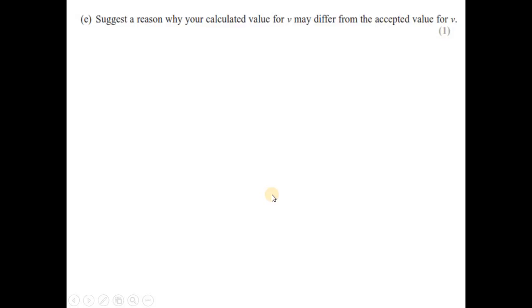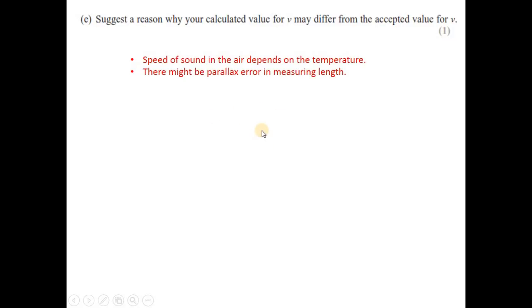Part E, suggest a reason why your calculated value for V may differ from the accepted value for V. The velocity of sound depends on, number 1, the medium, and the most important thing is the temperature. So the temperature might be different, and there might be some error in the calculation of the air column. So that's why we can have a different value than the accepted value. And of course, there might be a parallax error in measuring the length.